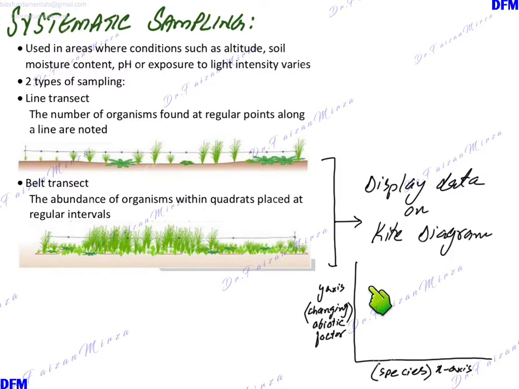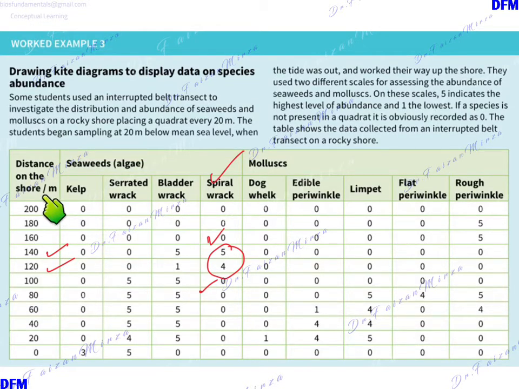In a kite diagram, on the y-axis we take the changing abiotic factor, and on the x-axis we take the species that we have just counted. For example, this diagram shows that an abundance scale was used, and the seaweeds and mollusks were counted, and a scale of 5 to 1 was used. So if the species abundance was lowest, it was recorded as 1. If it was highest, it was recorded as 5.